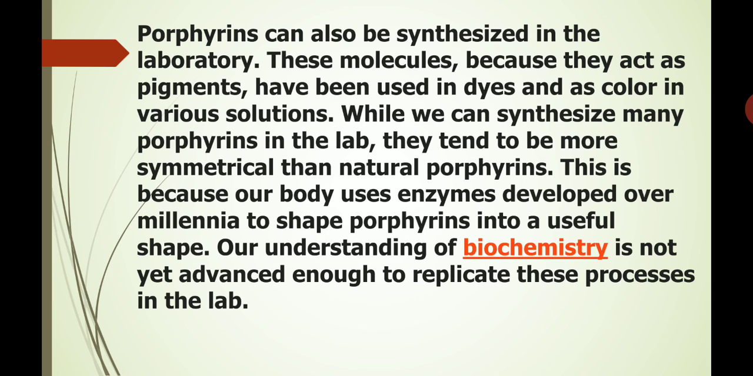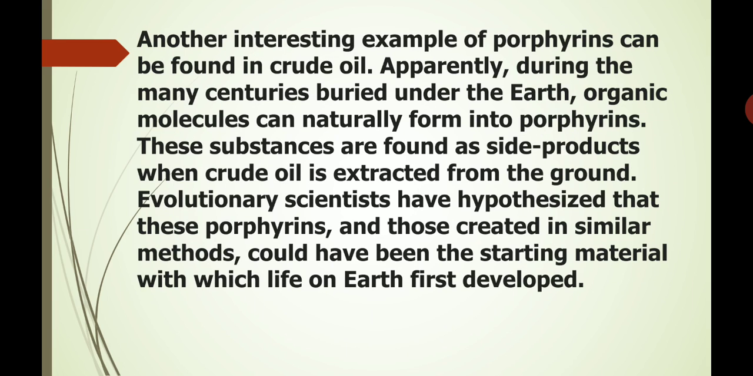Porphyrins can also be synthesized in the laboratory. These molecules, because they act as pigments, have been used in dyes and as color in various solutions. While we can synthesize many porphyrins in the lab, they tend to be more symmetrical than the natural porphyrins. This is because our body uses enzymes developed over millennia to shape porphyrins into useful shapes. Our understanding of biochemistry is not yet advanced enough to replicate these processes in the lab.